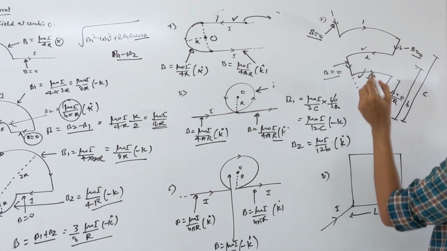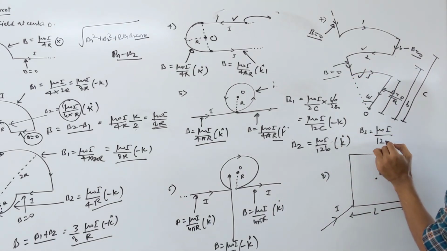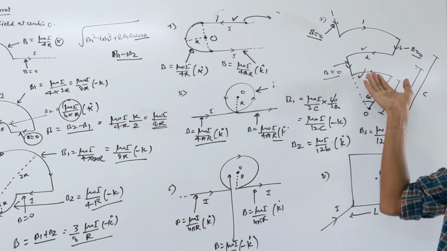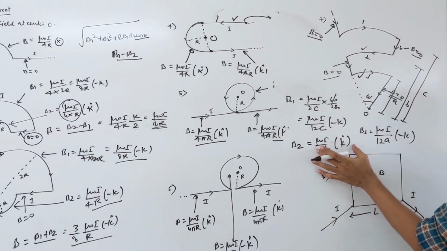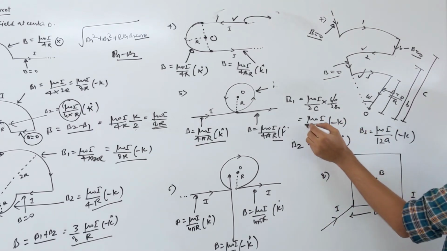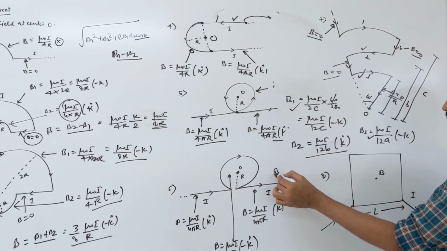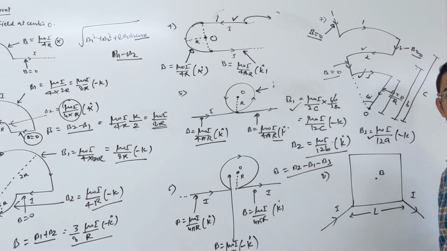Same you find due to the third arc also, you call that B3. You will get the same answer, mu naught I upon 12A. And this field will again be inward due to this part, that's minus K. So these are in the same direction, your B1 and B3, and B2 is outward. So the answer will be B2 minus B1 minus B3. That's your answer, right?